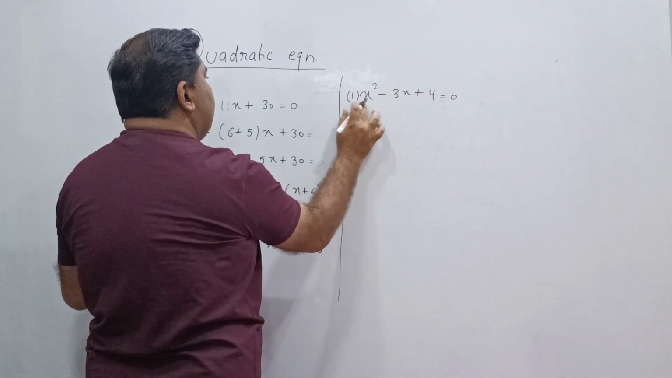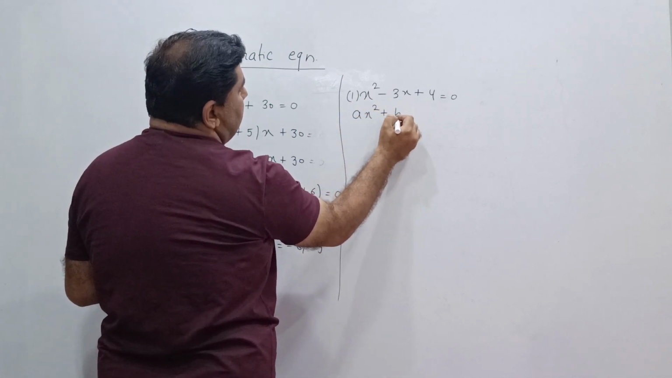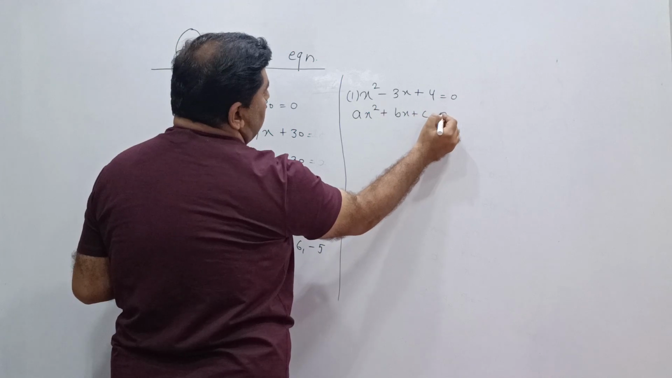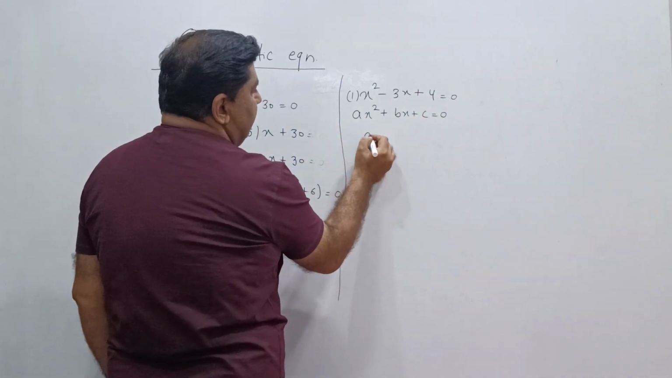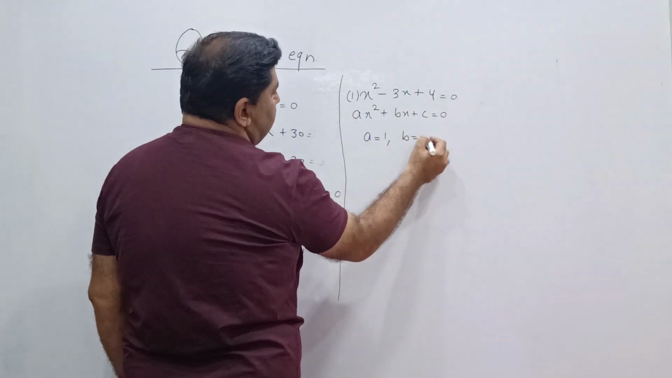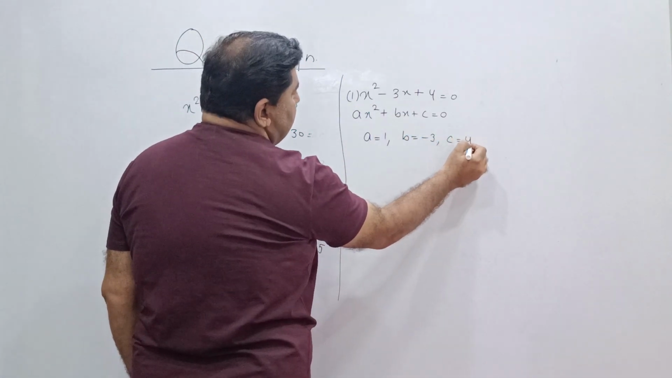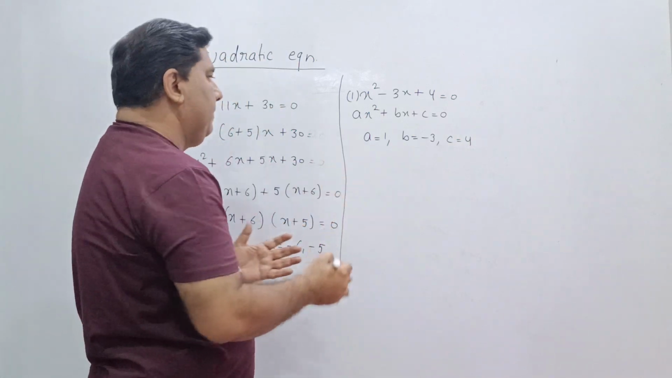We can take 1 here. Now comparing with the general equation, ax square plus bx plus c equals to 0, we can say a is 1, b is minus 3 and c is 4. These are the values of the constants.